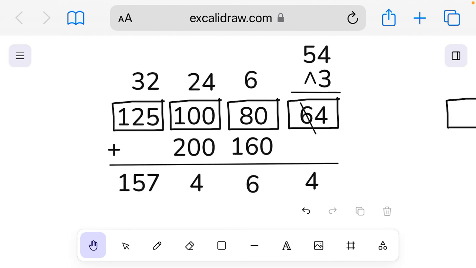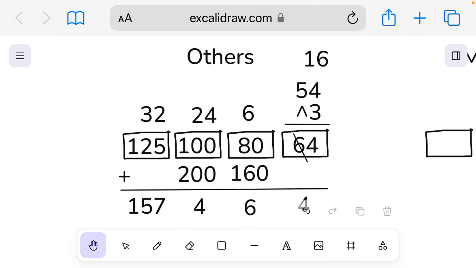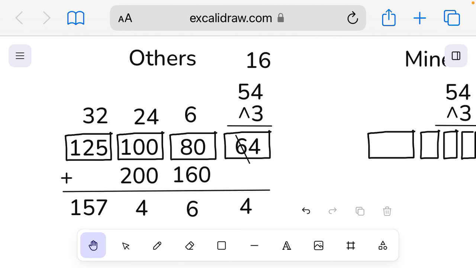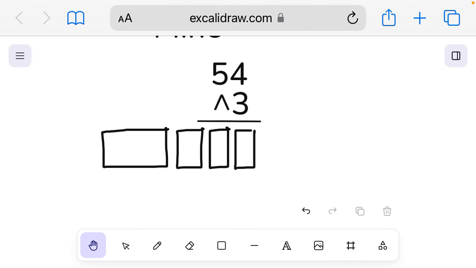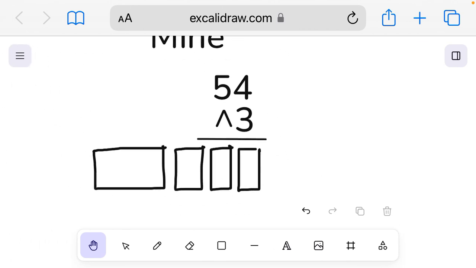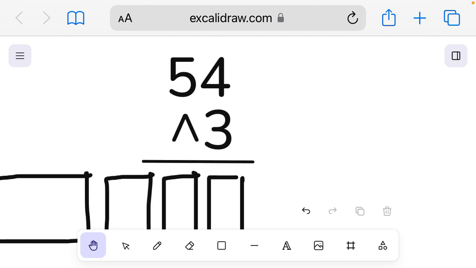And it just takes up probably too much space. That's why I don't like this method. But nonetheless, my method should be better. So let's get started with mine.